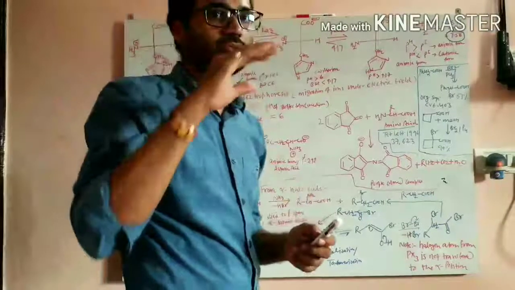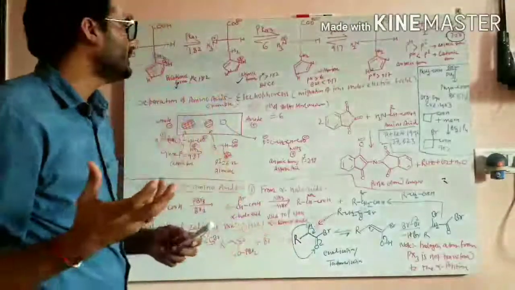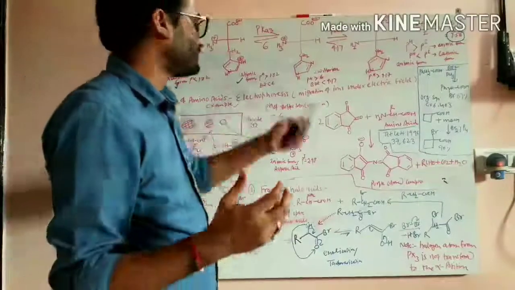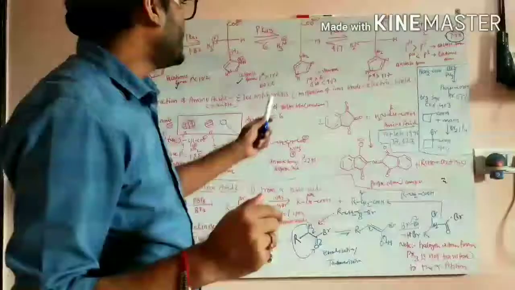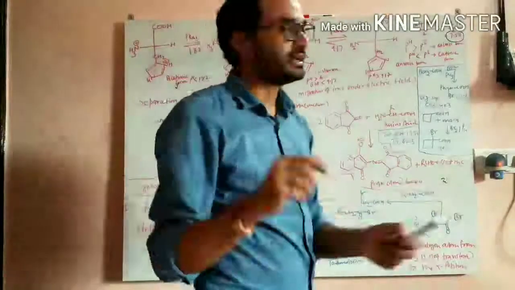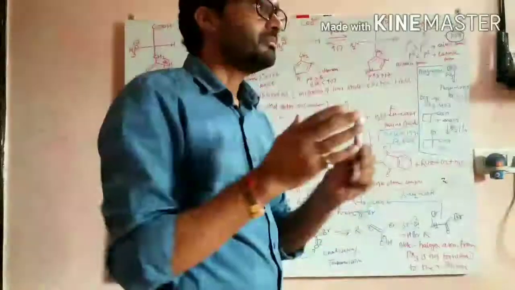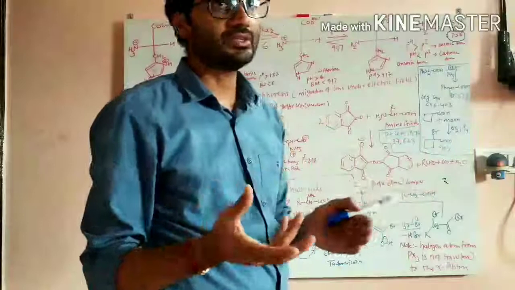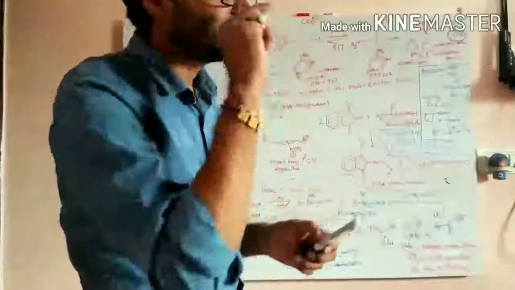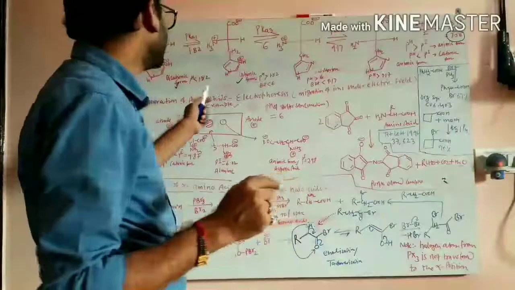For separation of amino acids, we use a technique called electrophoresis. What is electrophoresis? Electrophoresis is migration of ions under an electric field. A simple definition: if ions migrate in an electric field, that is electrophoresis. That technique of electrophoresis we will use for the separation of amino acids.